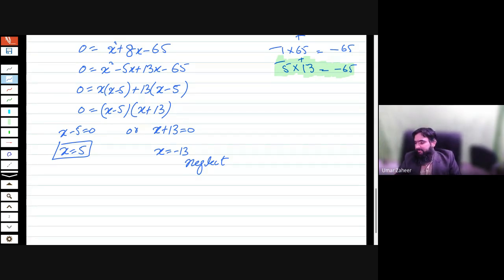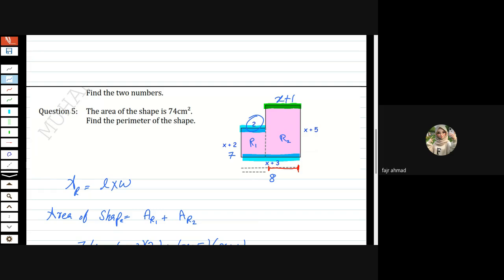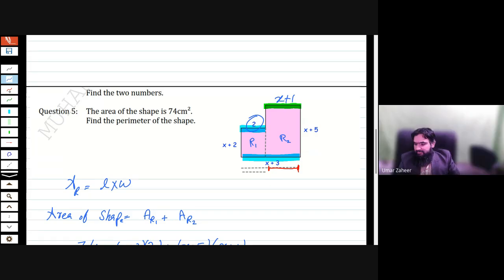For example, if it is the height, I will never say that the height of this is going to be minus 2 or minus 5 like this. The length is always positive. So we have to take this value, so x will be 5. So 5 plus 3 will be 8, 5 plus 2 will be 7.